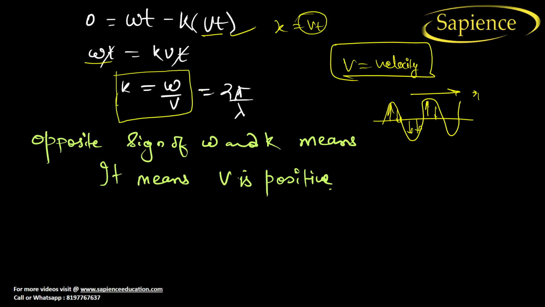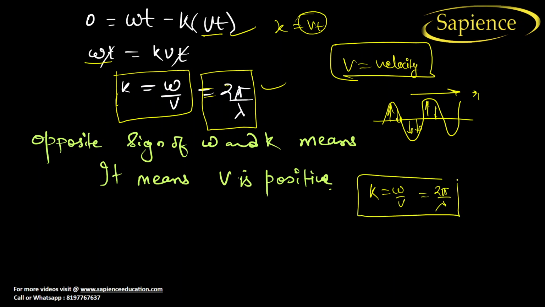And here also we know that k is also equal to 2 pi by lambda. We have derived this earlier part of the video of the wave. Okay. So finally we have got the equation k is equal to omega by v, and this is equal to 2 pi by lambda. So we will use it to find different things. Now one thing we need to understand, that opposite signs of omega and k means the v is positive.